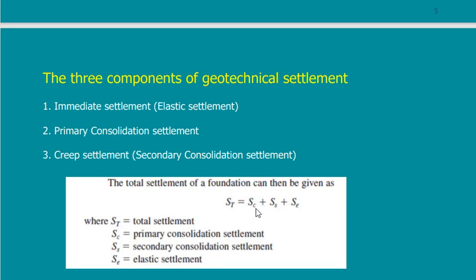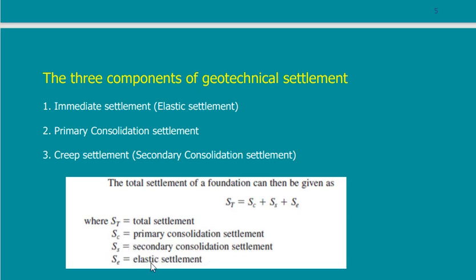It is a consolidation settlement. We first have something called ST, which is the total settlement. Total settlement is the sum of three things. SC is the primary consolidation settlement, S, which is the secondary consolidation settlement. SE is the elastic settlement.